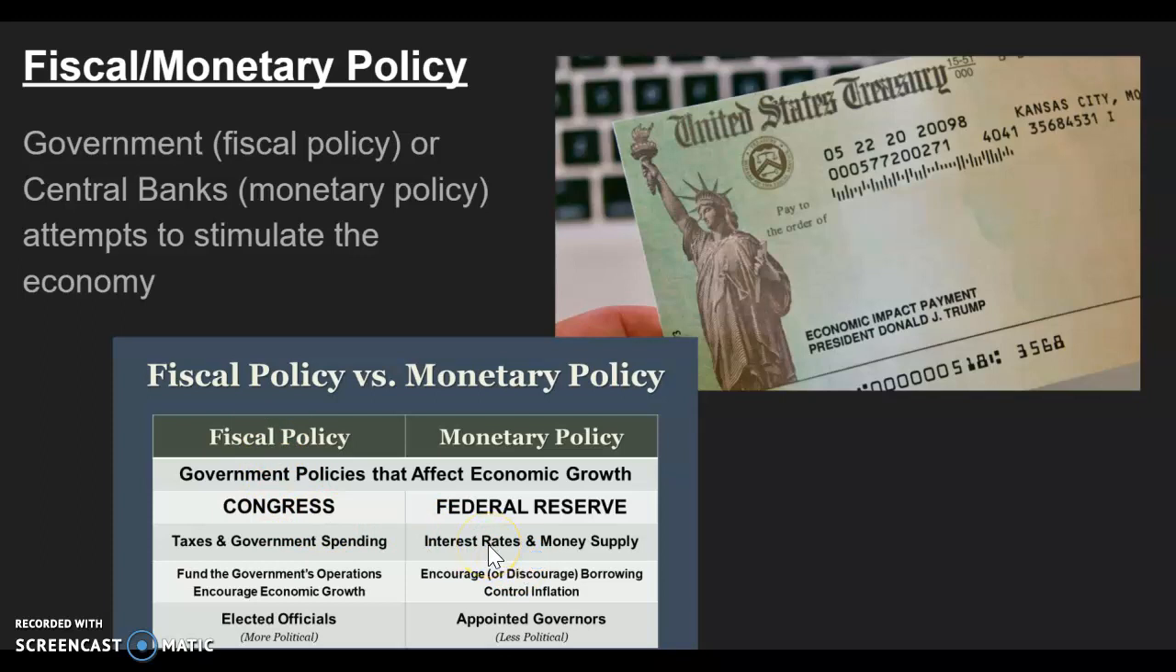It costs more money to get loans and stuff like that, or less money to get loans. These are all things that the government or the central bank can do to try to fix or stimulate an economy to be a little bit stronger. I don't want to go a little bit more in depth with that. I'll give you one more example.